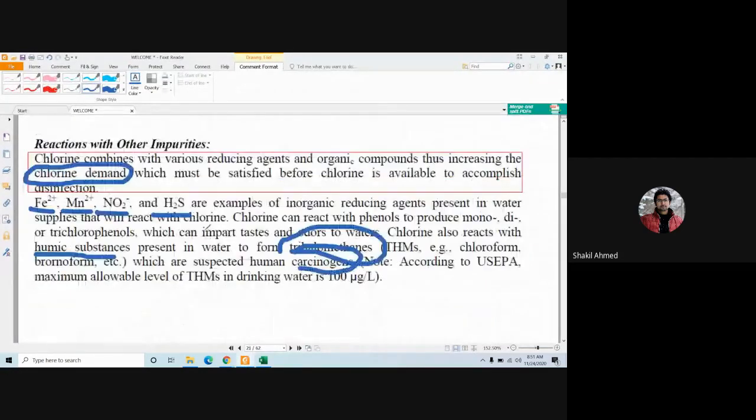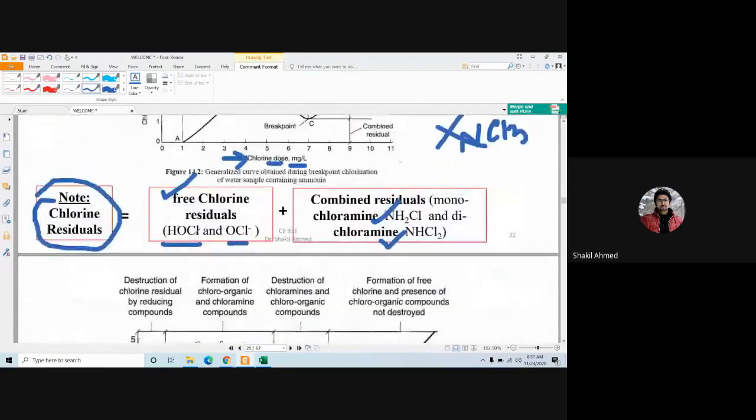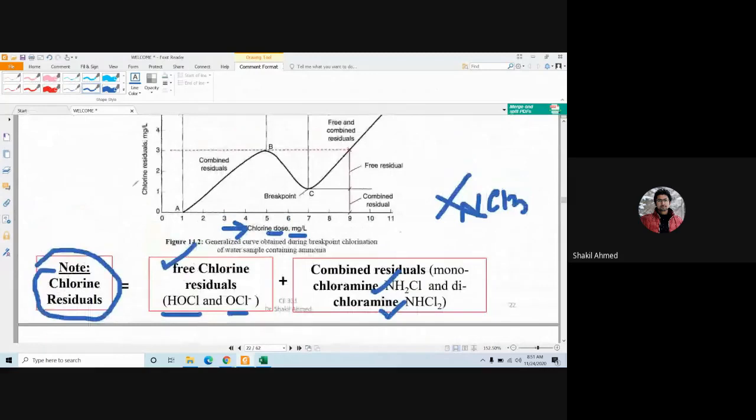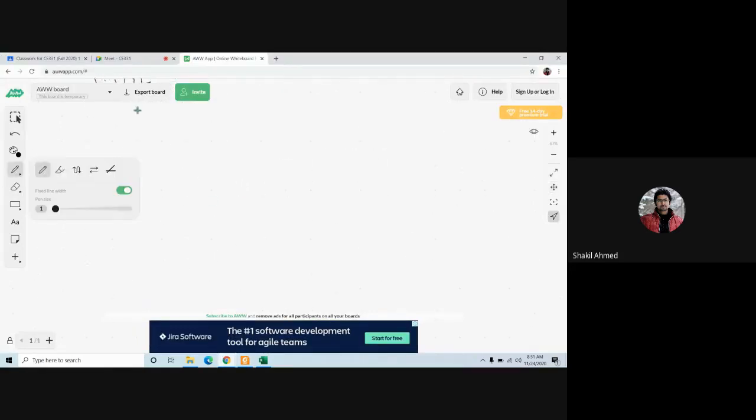Chlorine will react with these impurities and produce something else rather than chlorine residual. So you will not get any chlorine residuals. That means you are adding chlorine, but you are not getting any chlorine residuals. So the curve will be like this.